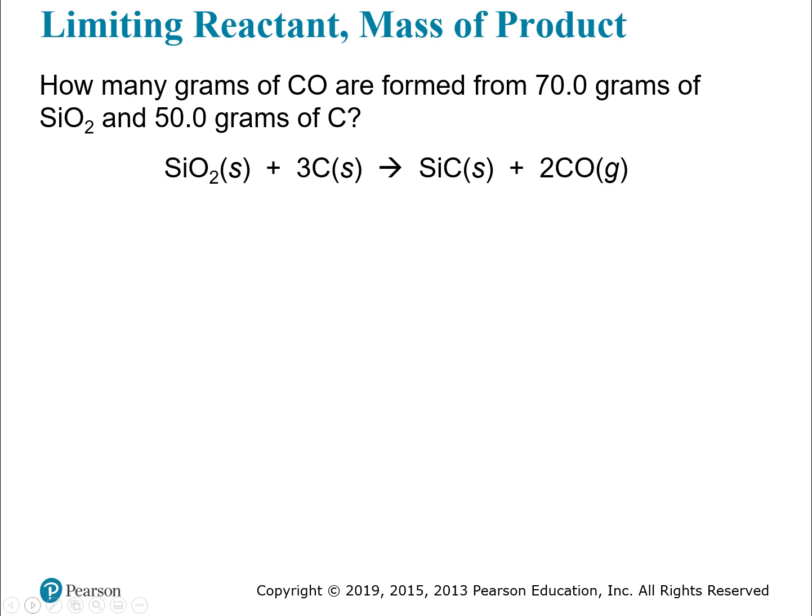We have this reaction, and the question is asking how many grams of carbon monoxide are formed from 70 grams of silicon dioxide and 50 grams of carbon. We've got to do two problems here. The first one, we're taking those grams of silicon dioxide and converting to some number of grams of carbon monoxide. So let's start there.